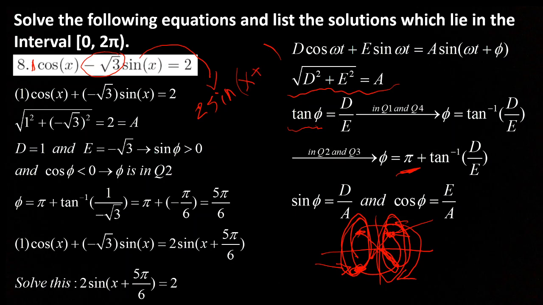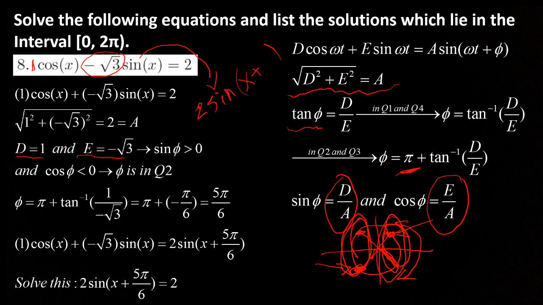But what is phi? Well, let's see. We know d is 1 and e is negative square root of 3. So we know sine of phi has to be positive. How do we know that? Because remember, sine is d over a and cosine is e over a. So if a is 2 and d is 1, that means sine is 1 over 2, so it's positive. And cosine is going to be e over 2, so that's negative. Cosine is negative and sine is positive.